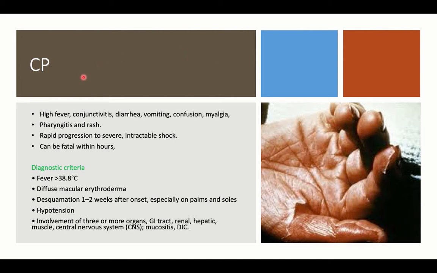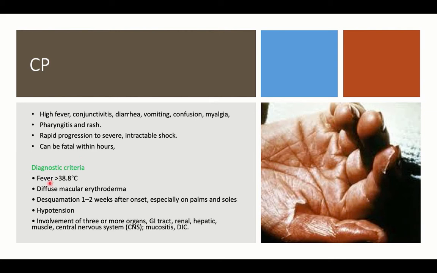So the child presents, maybe having a minor abrasion in the skin or a deep-seated infection, with high-grade fever, conjunctivitis, diarrhea, vomiting, confusion, myalgia, pharyngitis and rash, all non-specific. But the characteristic is rapid progression to severe intractable shock that can be fatal within hours.